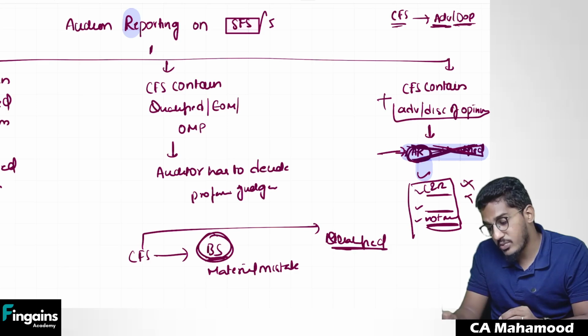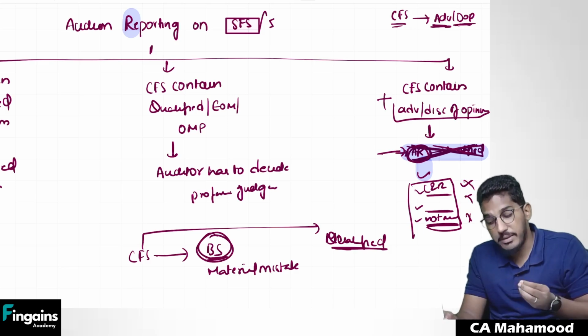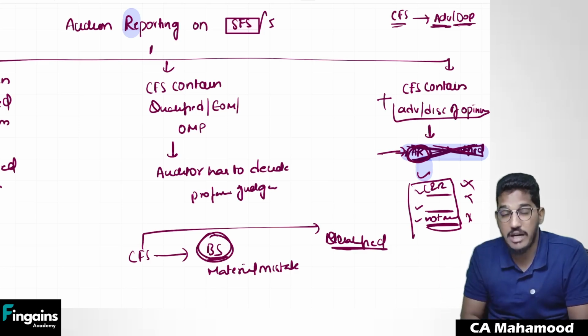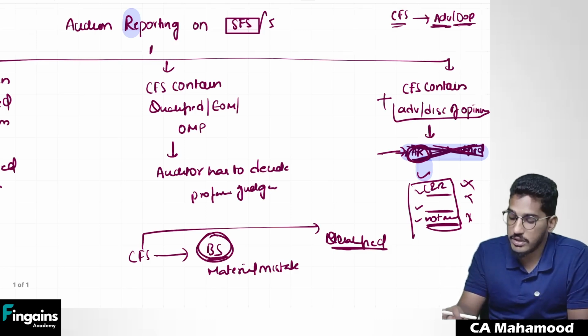If any of these conditions is violated, in those circumstances, even though you have conducted the audit of that specific element and there is no material misstatement, still you aren't permitted to give an unmodified opinion. You have to give either adverse or disclaimer only. Understood? So these are the reporting requirements.